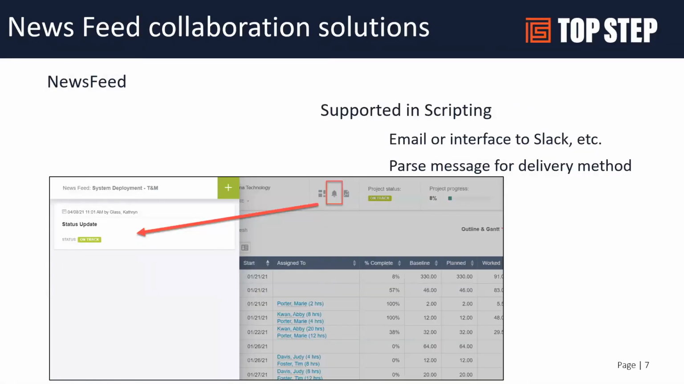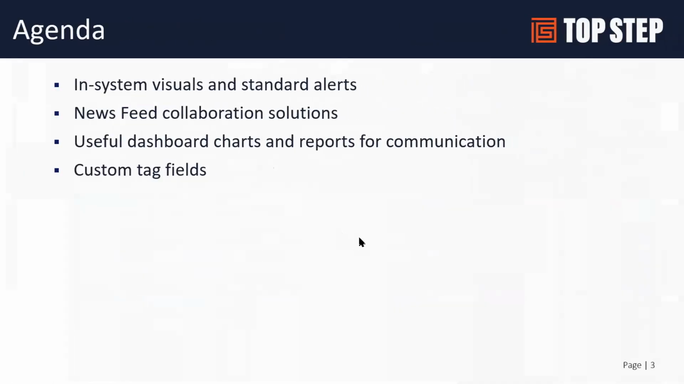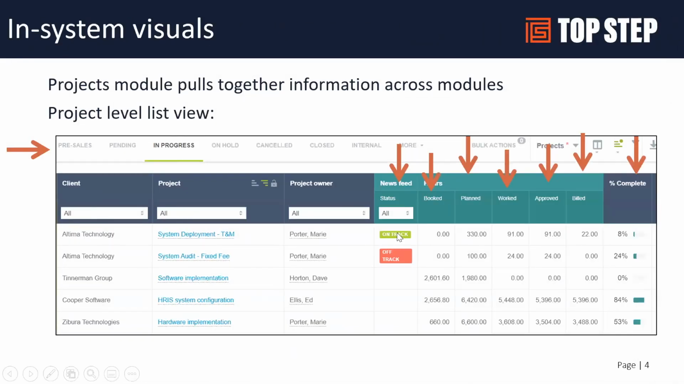The news feed. I mentioned this earlier. Think of the news feed like a chat, but you can set status for the chat. So you can create a news feed and say, we're on track. If I look here in this view, you'll see that this project is set to on track. What this view is going to do in the list view is pull the latest status into this view. So if I had multiple statuses, it's going to pull the most recent. And so it gives you a quick visual here.